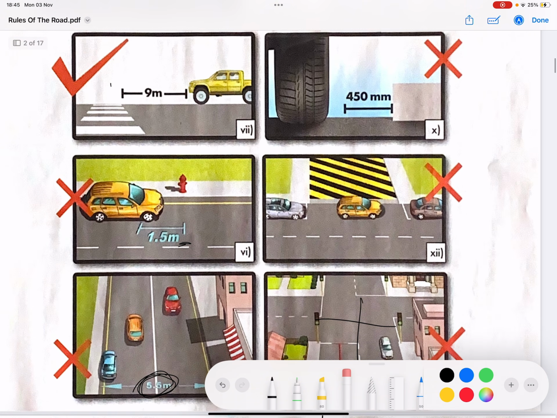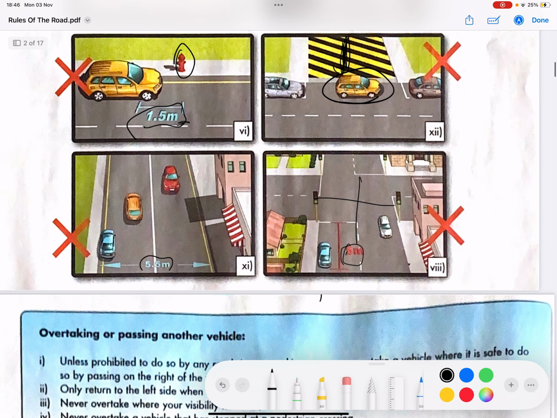Okay, here are some images. This is the pavement, 450 millimeters away from the pavement. It's not allowed. This is the fire hydrant. Parking within 1.5 meters of a fire hydrant. Parking your vehicle at the entrance of any public or private road where the road is 5.5 meters wide.